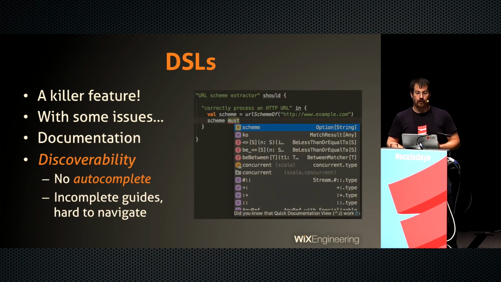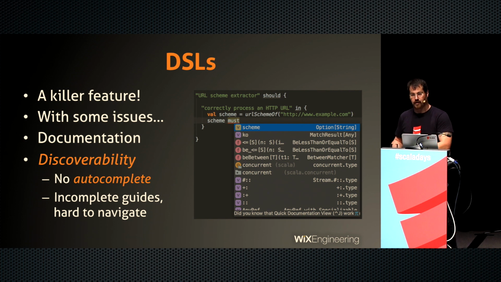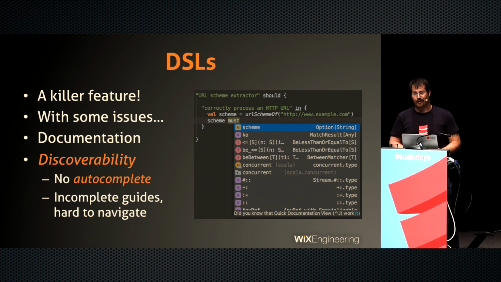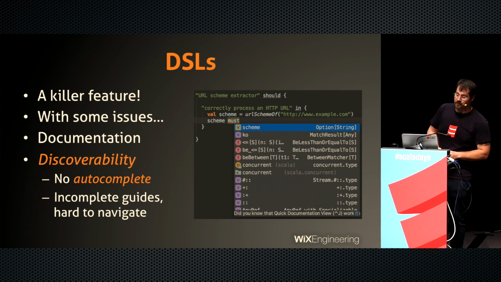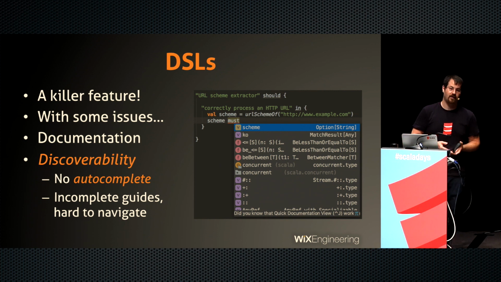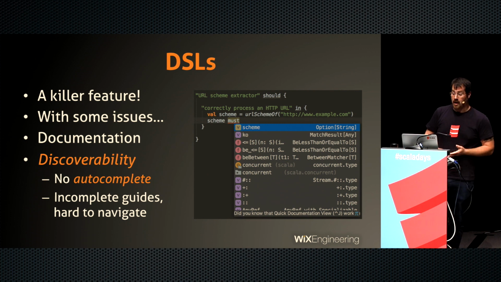Speaking of discoverability, DSLs actually have a real issue in Scala because autocompletion, which is bread and butter to everyday software developers like myself, doesn't work right with DSLs, because there is nothing to tell the IDE where to go and what things to prefer, what things to show you in this auto-completion list. So once again, you're basically down to sifting through incomplete and sometimes outdated user guides that are very hard to navigate and very hard to find what it is that you're actually interested in for a particular library. And that is a problem.